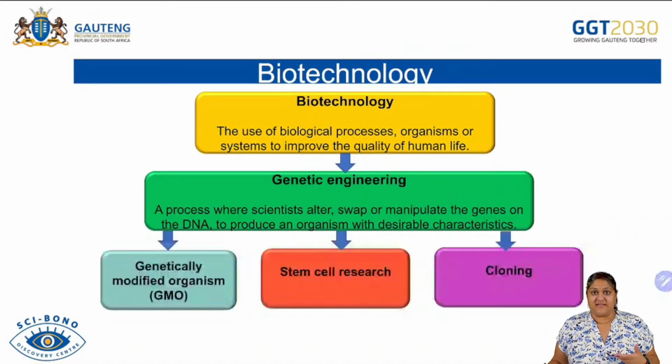So when they are giving you an example in the exam, it's not necessarily one that your teacher did with you in class. So you need to understand what GMOs are, what stem cells are, and what cloning is. You need to know a brief description of these, and you need to know the advantages and disadvantages of genetic engineering, and you must be able to answer application questions on these.